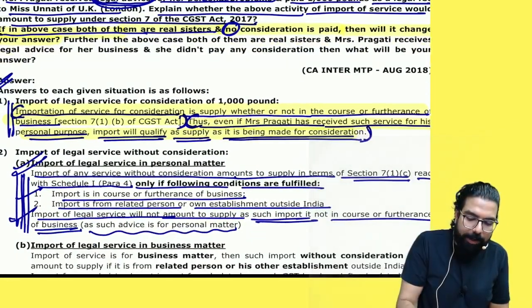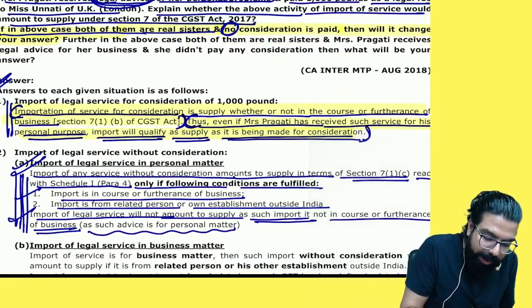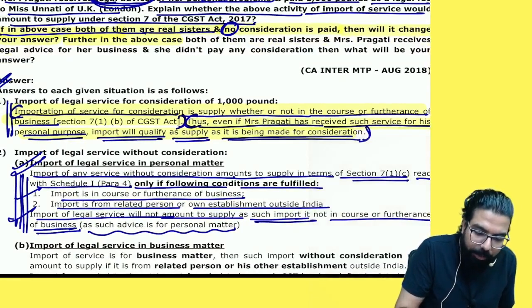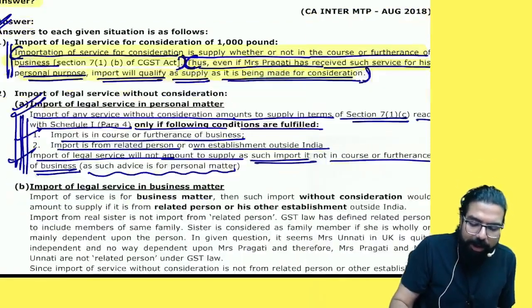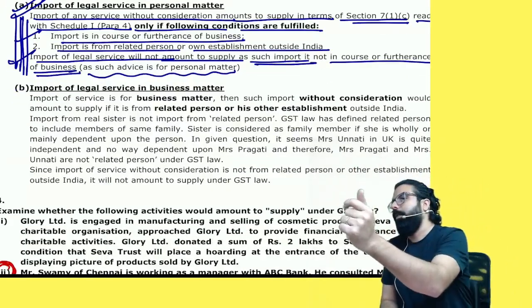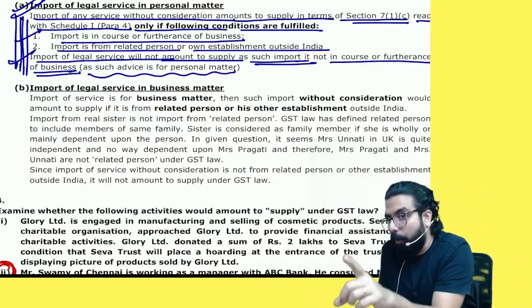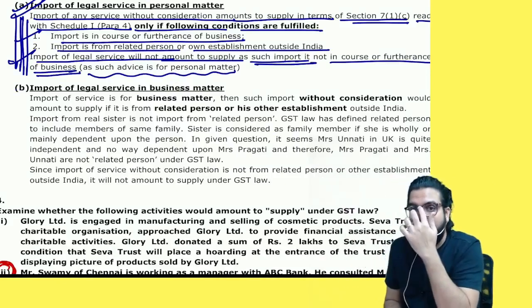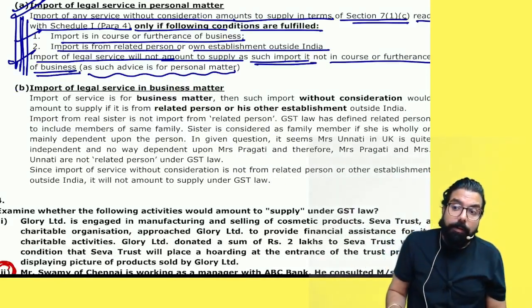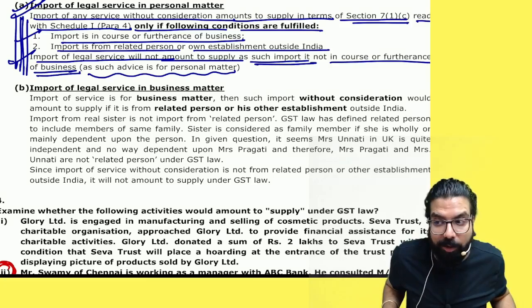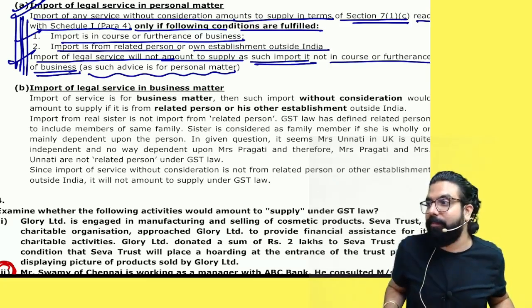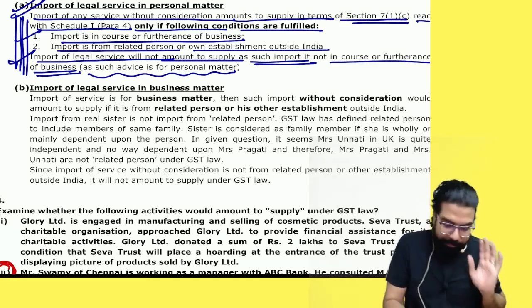Further, in the above case, both are real sisters and Miss Pragati received legal advice for her business. She did not pay any consideration. What will be your answer? Even if it is received for business, will it be supply or not a supply? Because real sister does not mean dependent sister. Correct, everyone? Let's read the answer.